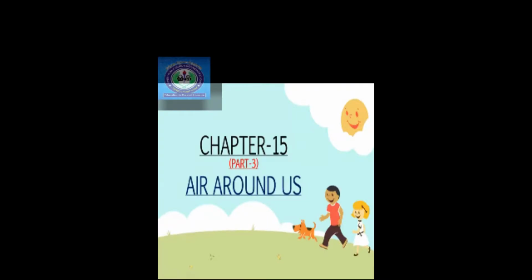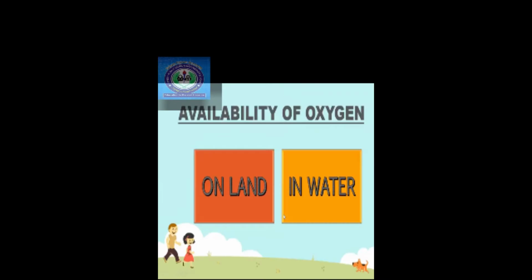Hello students, today we are going to study chapter 15, Air Around Us. We have already studied two parts of this chapter related to the properties of air, the composition of air, and the atmosphere. Now today we are going to study a few topics like availability of oxygen.